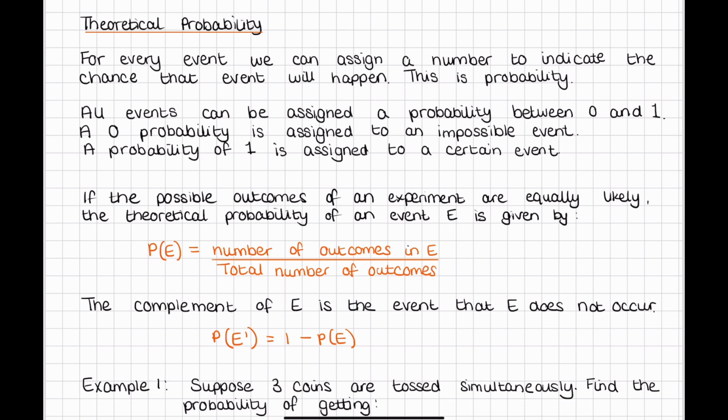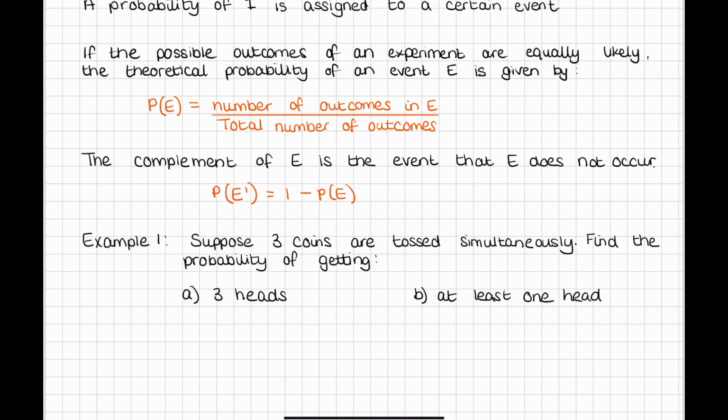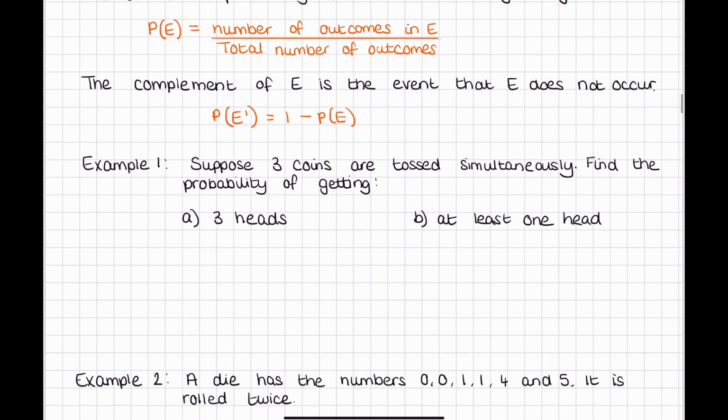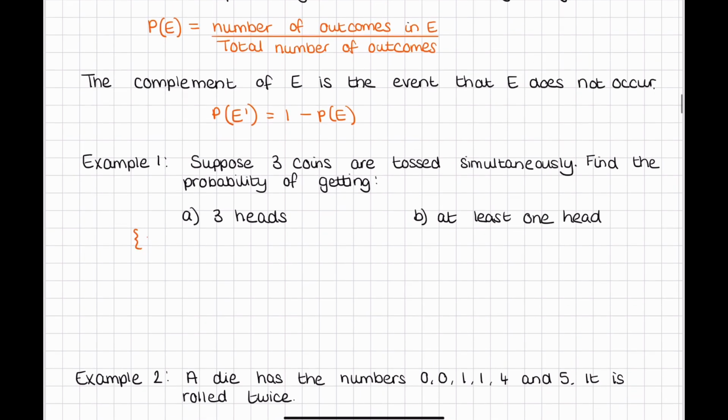First example, suppose 3 coins are tossed simultaneously. Find the probability of getting 3 heads and at least 1 head. So we're going to start first by writing down all the possible outcomes. So we got 3 coins, so we could have a head, head, head, head, head, tail, head, tail, head, head, tail, tail. Then we could have tail, head, head, tail, tail, head, tail, head, tail, and tail, tail, tail. So they're all the possible outcomes.